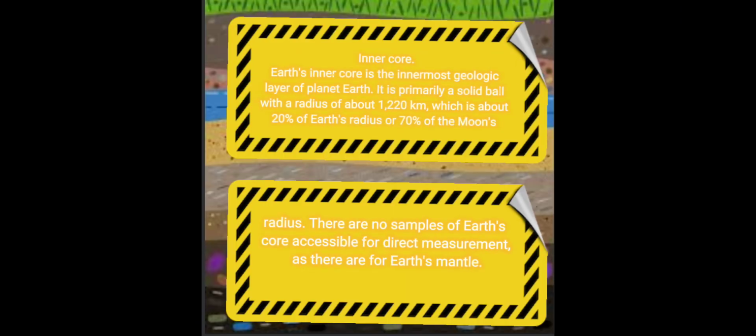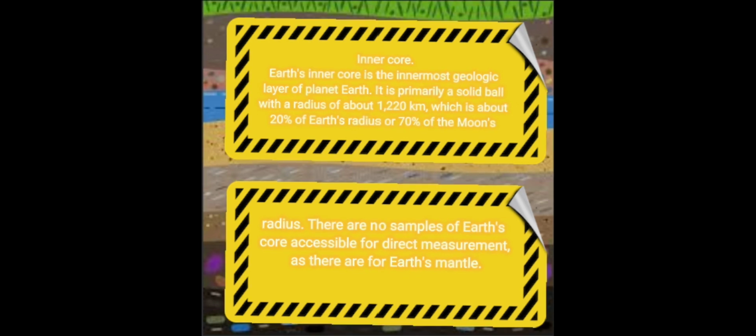Inner core. Earth's inner core is the innermost geologic layer of planet Earth. It is primarily a solid ball with a radius of about 1,220 km, which is about 20% of Earth's radius or 70% of the Moon's radius. There are no samples of Earth's core accessible for direct measurement, as there are for Earth's mantle.